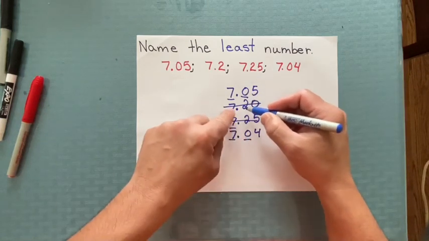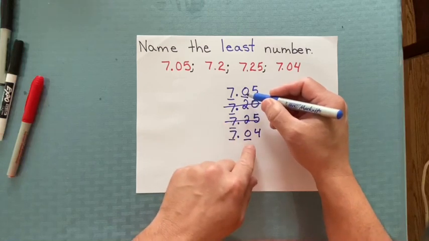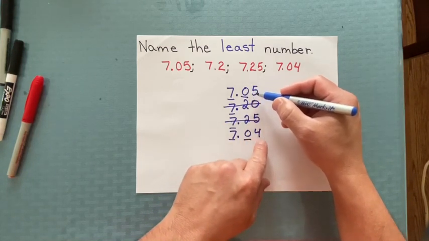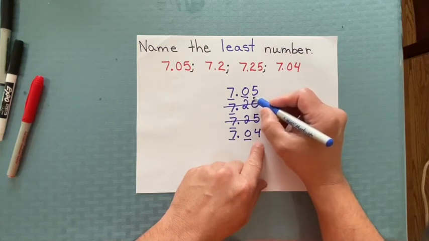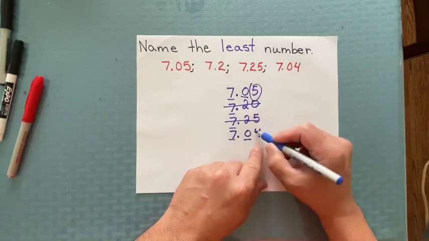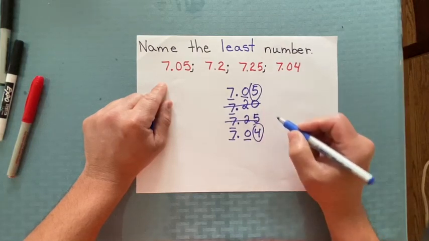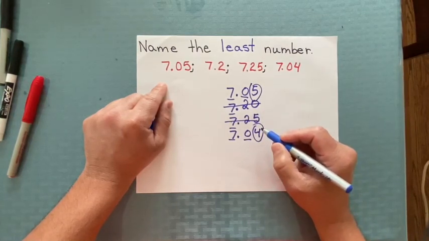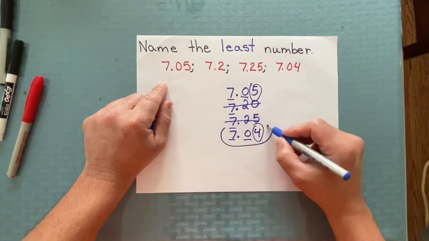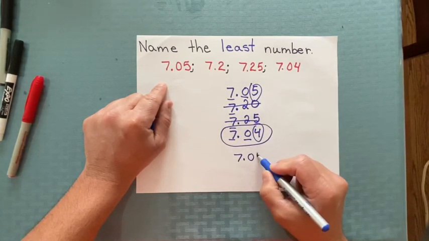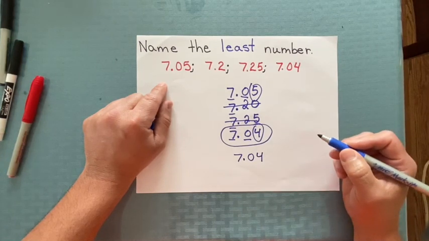It helped us in that we eliminated these 2 in the middle, but it doesn't help us to find out which is the smallest of all these yet. So now we move on to the hundredths spot. We have a 5 and a 4, which are both different, right? That 4 is smaller than the 5. Therefore, this would be your final answer. 7 and 4 hundredths is the smallest number.